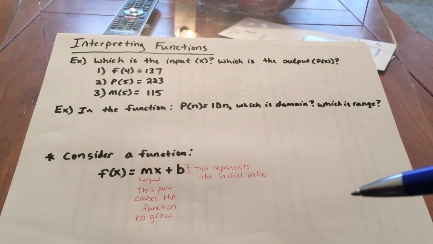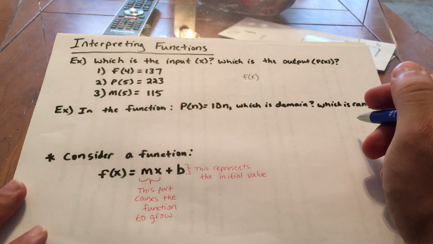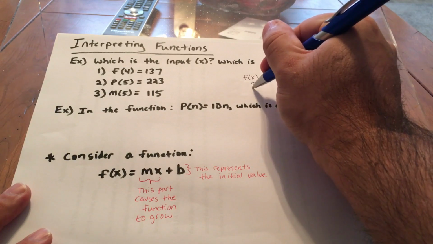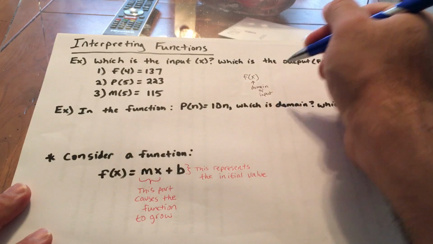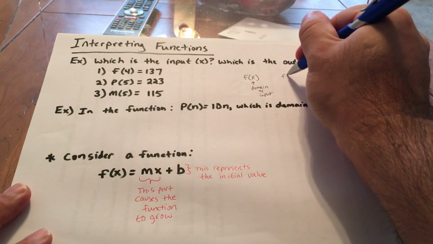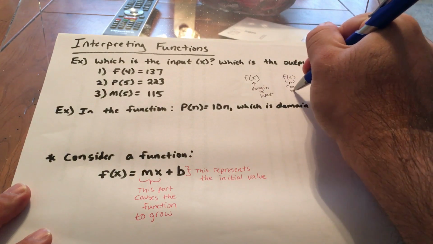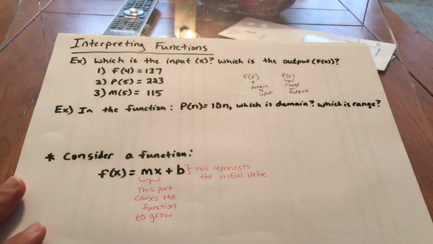All right, in the first example, it asks us which is the input, x, and which is the output, f of x. Remember, when we have f of x notation, that's function notation. In this case, the thing inside of the parentheses, x, is the domain or the input. And then the whole f of x is the range or the output. And if you remember, the input values are always x coordinates on a coordinate plane, and the output values are always y coordinates on the coordinate plane.